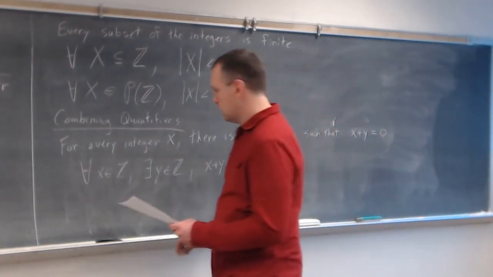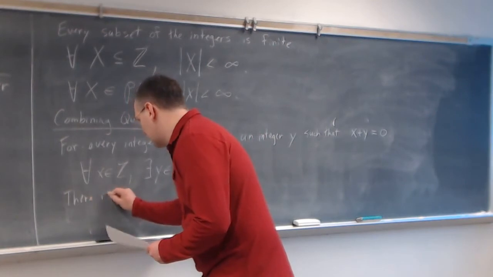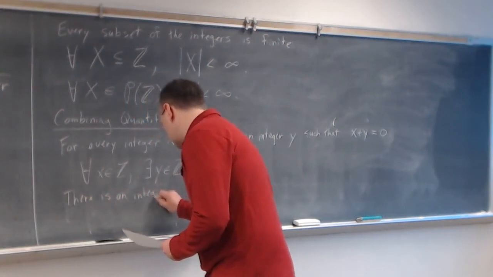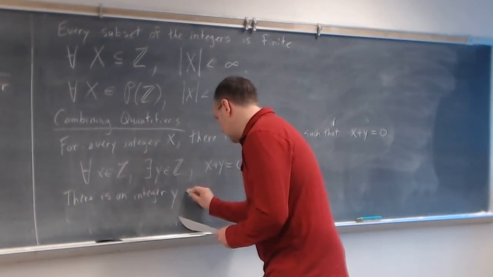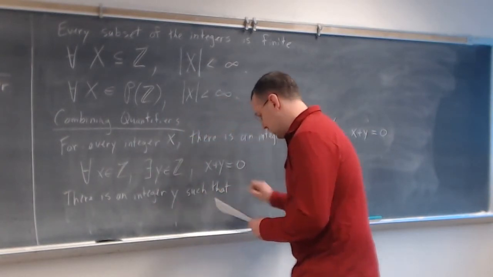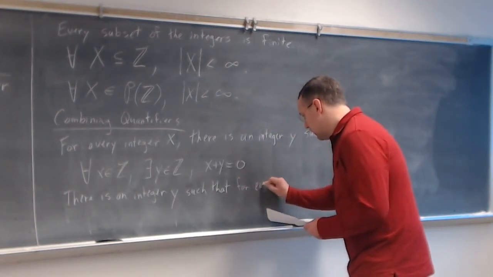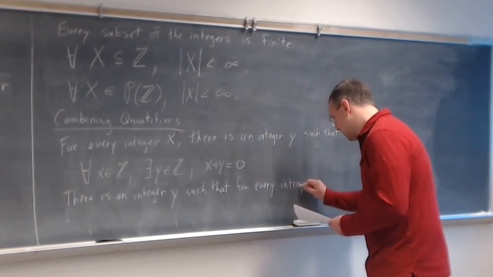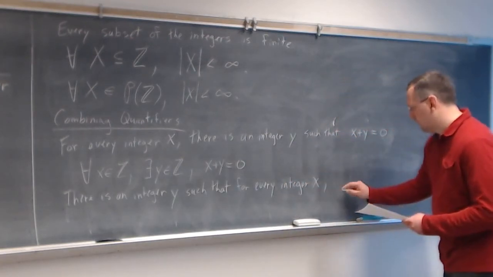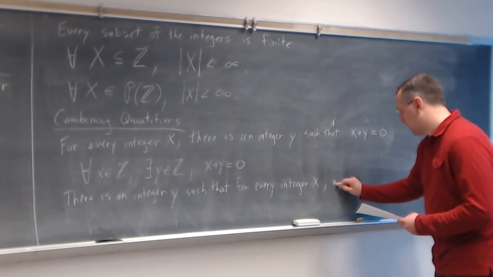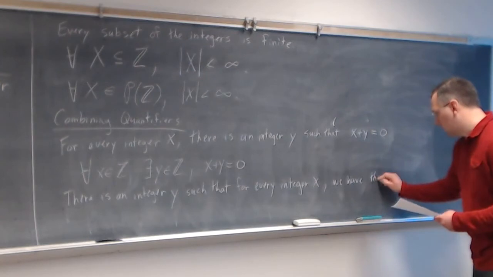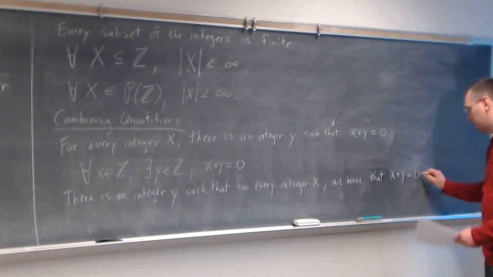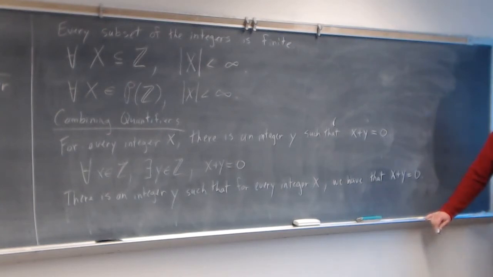How about this? There is an integer y such that for every integer x, we have that x plus y equals 0. Almost saying the same as the previous sentence, but let's translate this one.